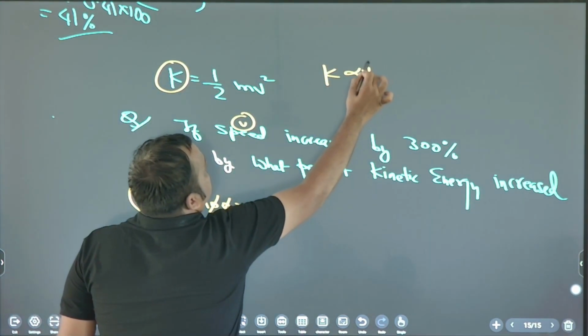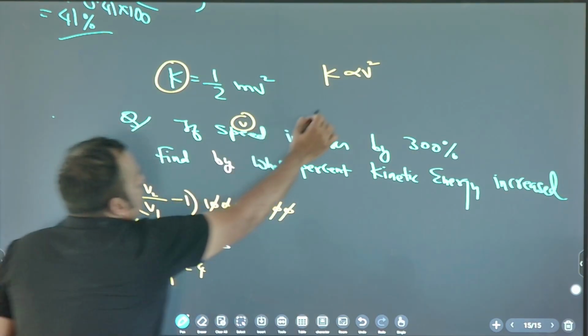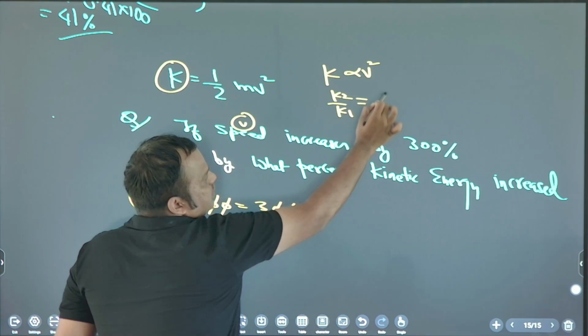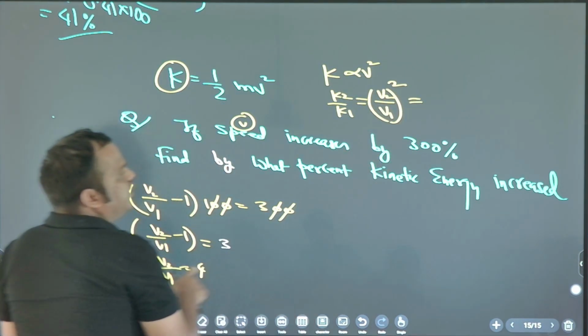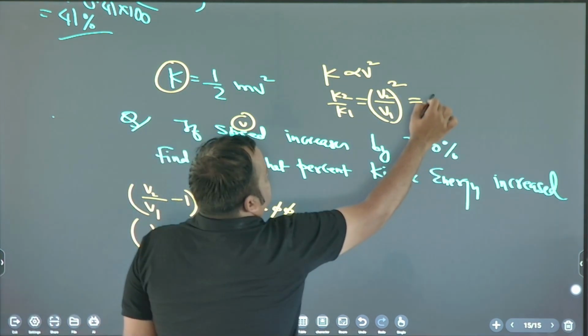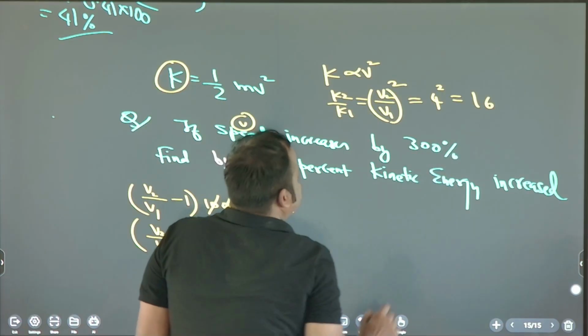So K is proportional to V square. So K2 by K1. What is K2 by K1? V2 by V1 whole square. And V2 by V1 is 4. So 16. Understood?